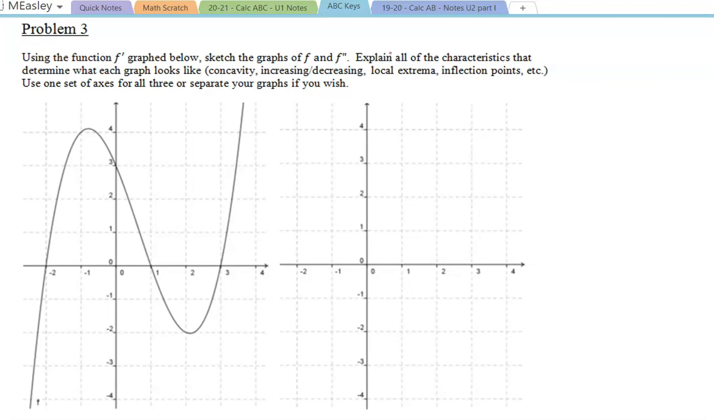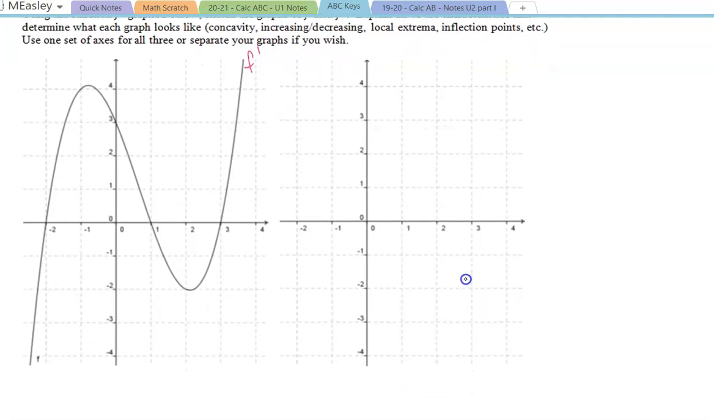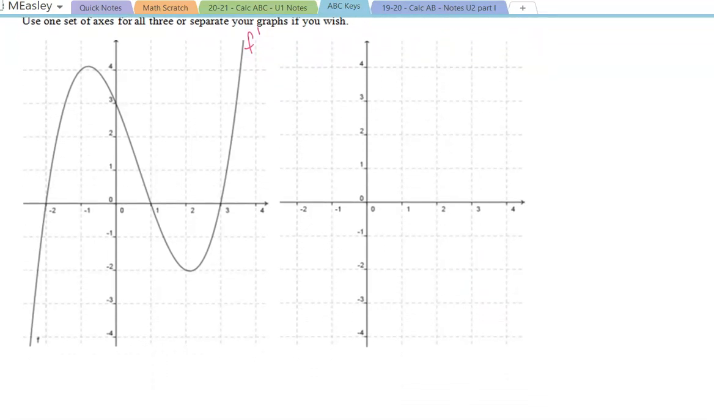Alright, so this right here is the graph of f prime, and let's label this. If we want to sketch the graph of f double prime, we need to look at where this graph is increasing or decreasing, where it has extrema, etc. Okay, so move this down so I can write some of these things down here.